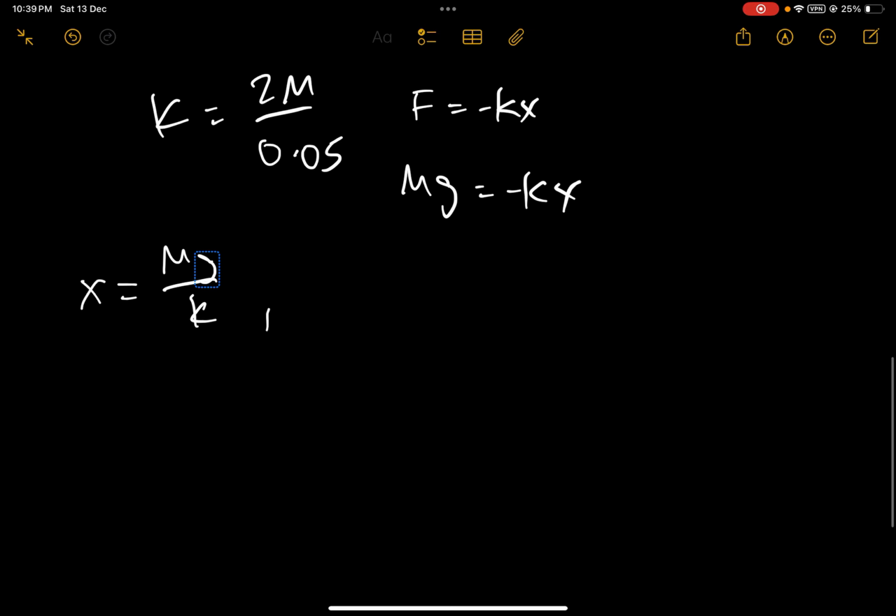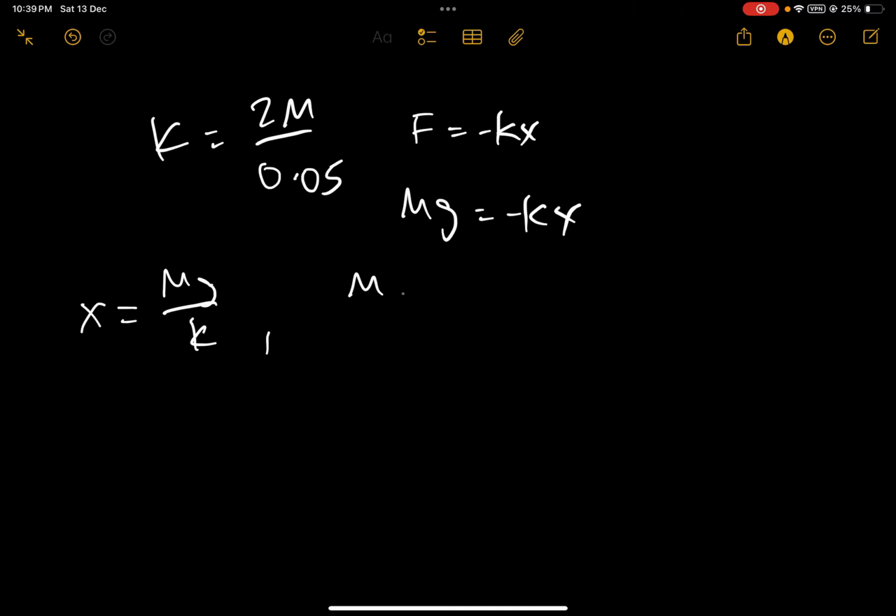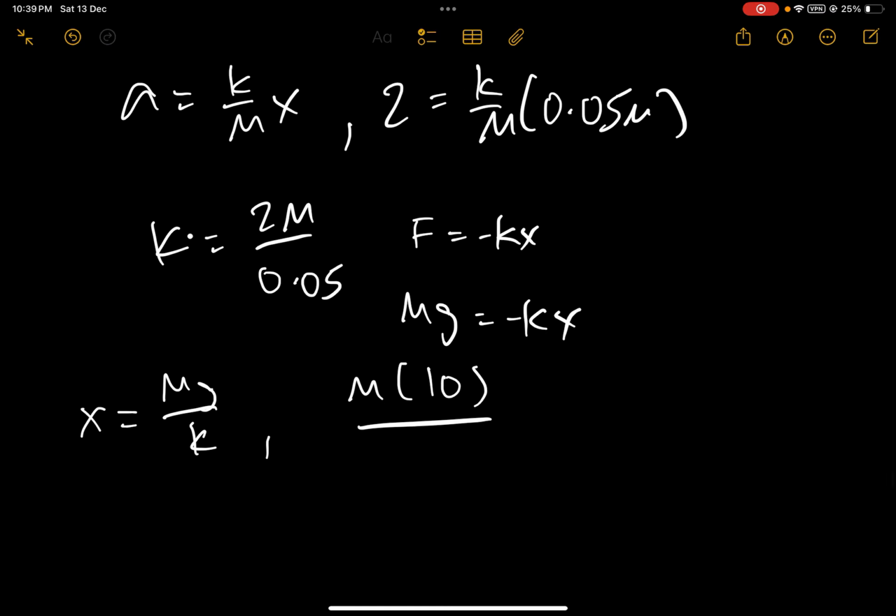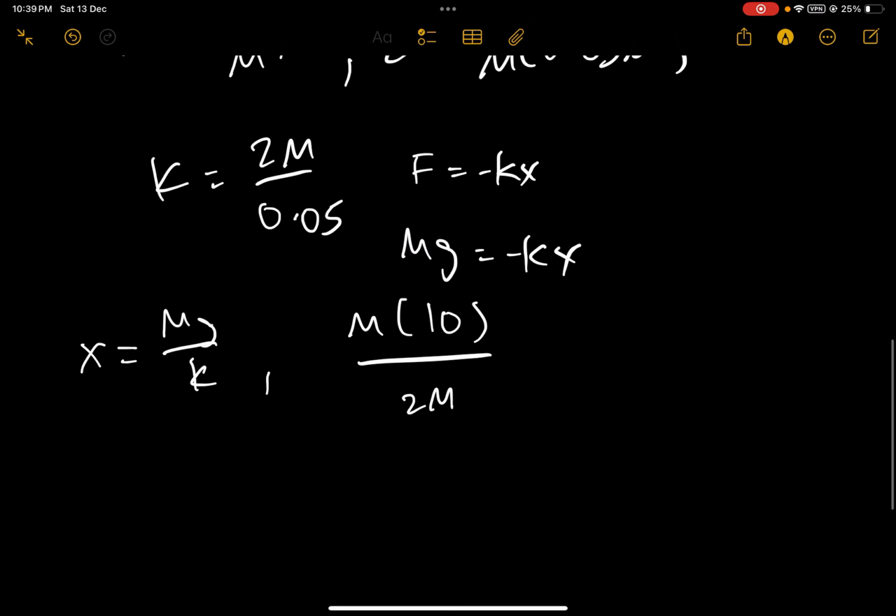Because we have mg over k, let's use 9.8, or, since it's physics, you round everything off, so let's just say it's 10. And we can substitute k as this term we have, so we have 2m over 0.05. If you do all the math, this cancels out, and you have 10 divided by 2.05, and you get 0.25.